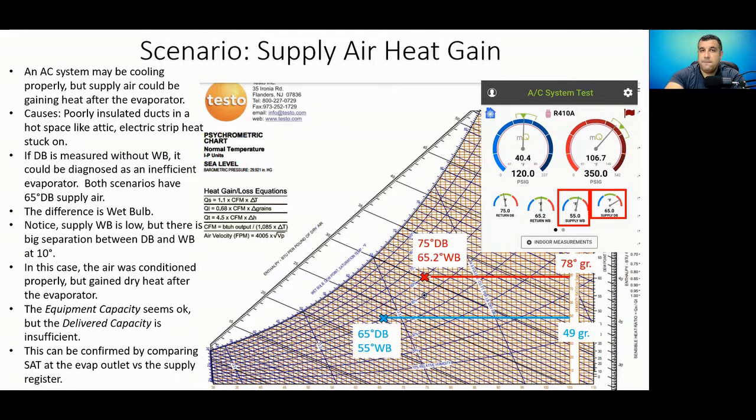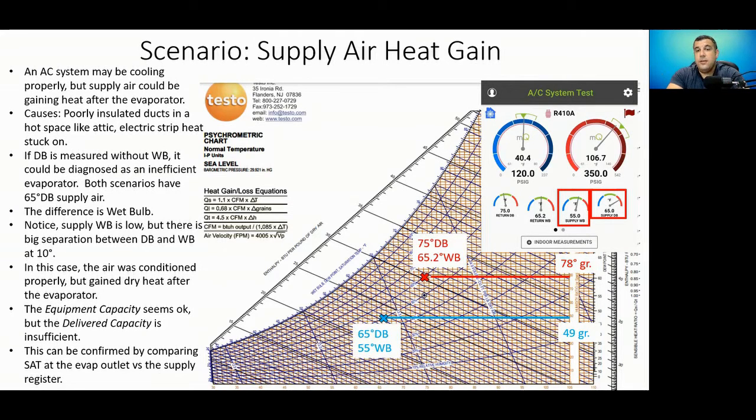And this can be confirmed by moving our probe from the supply register to the equipment. And so this will help you to diagnose where you're picking up your heat. You always want to read your supply air coming out of the vents because this is your delivered capacity. But sometimes if that air is picking up a bunch of heat, then you should move that probe to the supply plenum to see whether you're still picking up heat or not. If you move it to the supply plenum, this air has not had the effects of ducts in a hot space, so you should see something a lot different there.